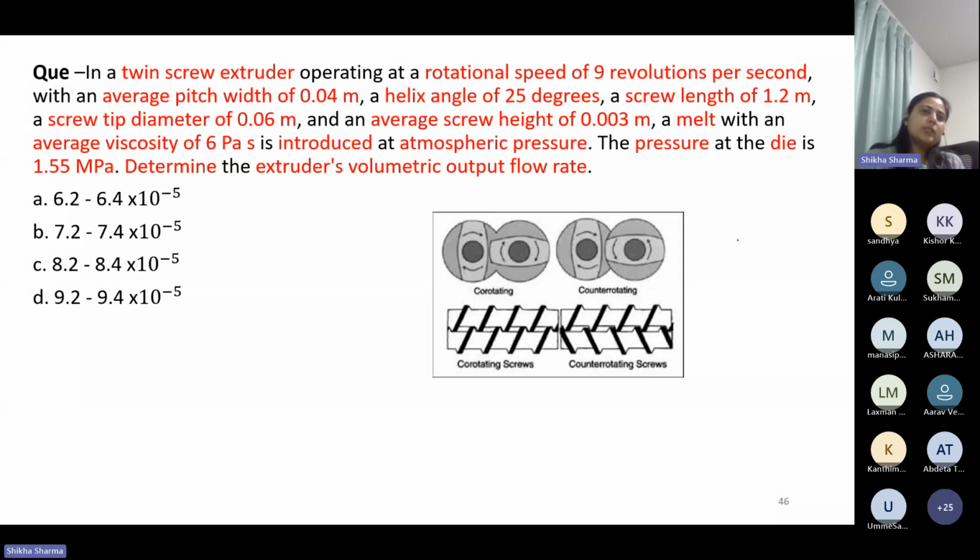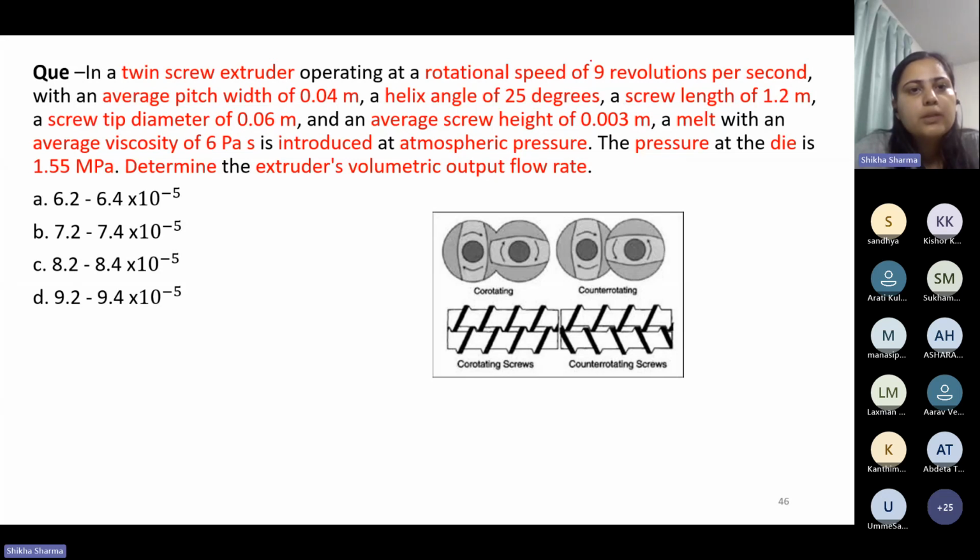So we have twin screw extruders. Twin screw extruders can be counter-rotating or co-rotating. Both the screws can rotate in the clockwise direction or in the anti-clockwise direction, and we call that co-rotating. If one is rotating in the anti-clockwise direction and one is rotating in the clockwise direction, that means they are counter-rotating.